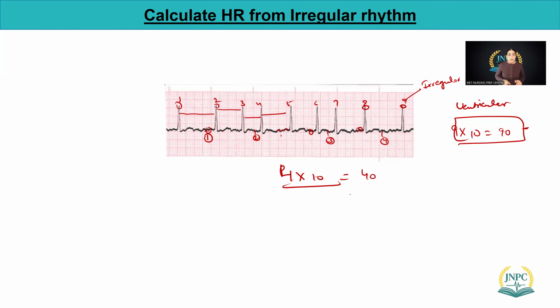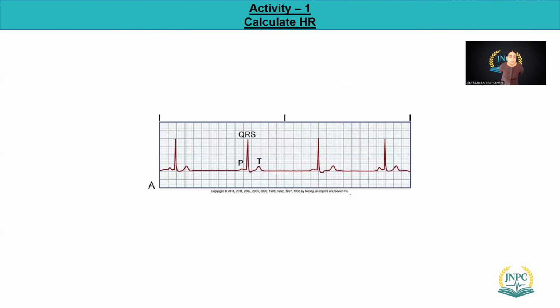Right? So we have two formulas. One is for regular rhythm, where we have 300 divided by the big boxes between our R to R interval. And the second one is for irregular rhythm. It does not matter which one it is, could be atrial fibrillation, could be anything, right? So we can use this formula to see how fast the ventricles or the atria are contracting. Easy. So that is your normal sinus rhythm.